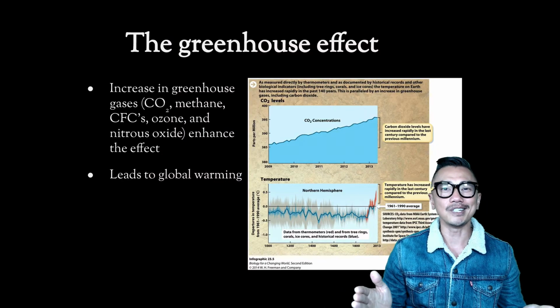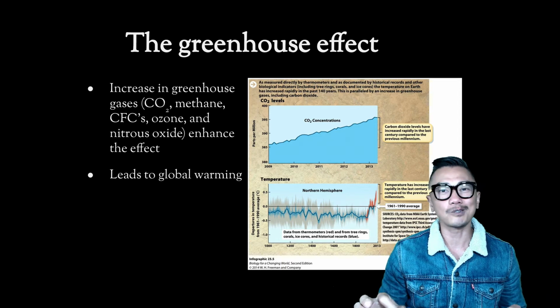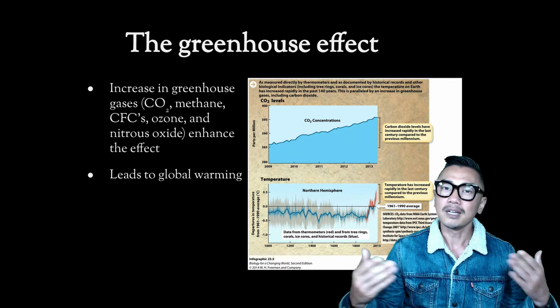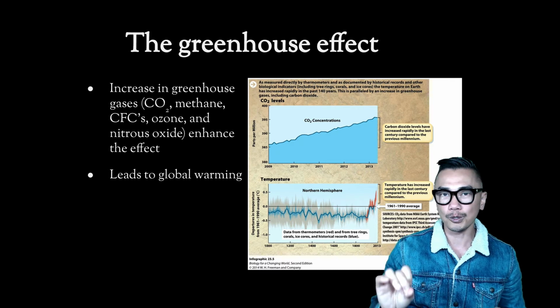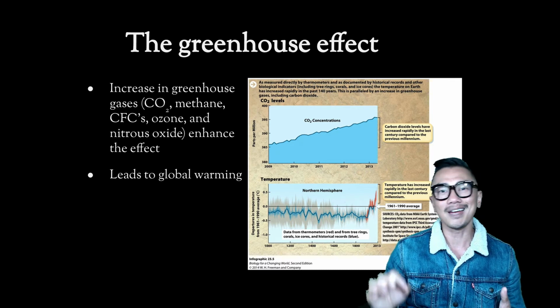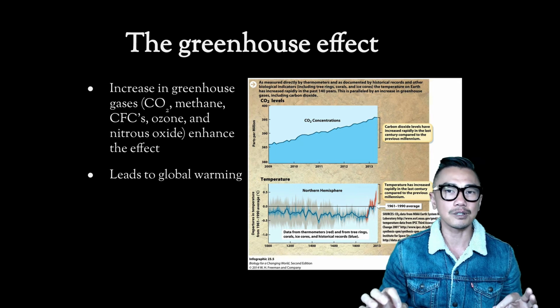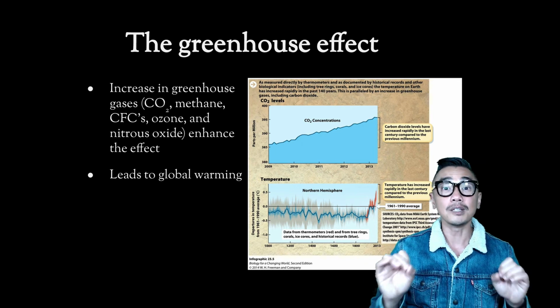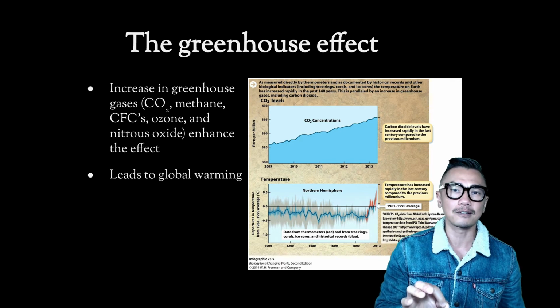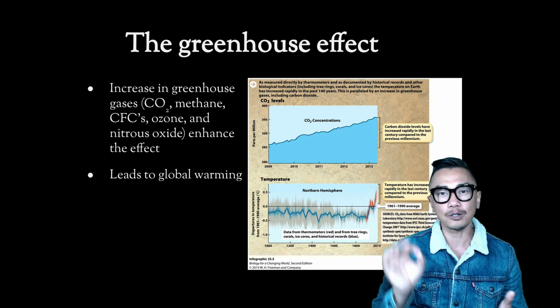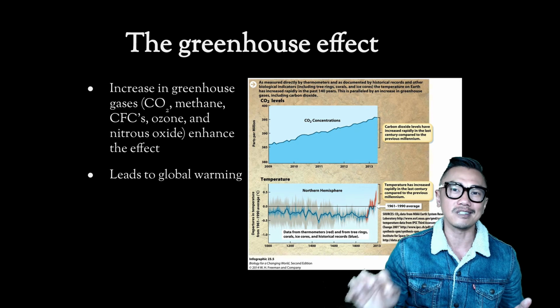Due to human activity, there's been an increase in greenhouse gases in the atmosphere. In addition to carbon dioxide, methane, CFCs or chlorofluorocarbons, ozone, and nitrous oxide are considered greenhouse gases. This increase has enhanced or increased the greenhouse effect. This has also led to the global warming we've seen in recent years.